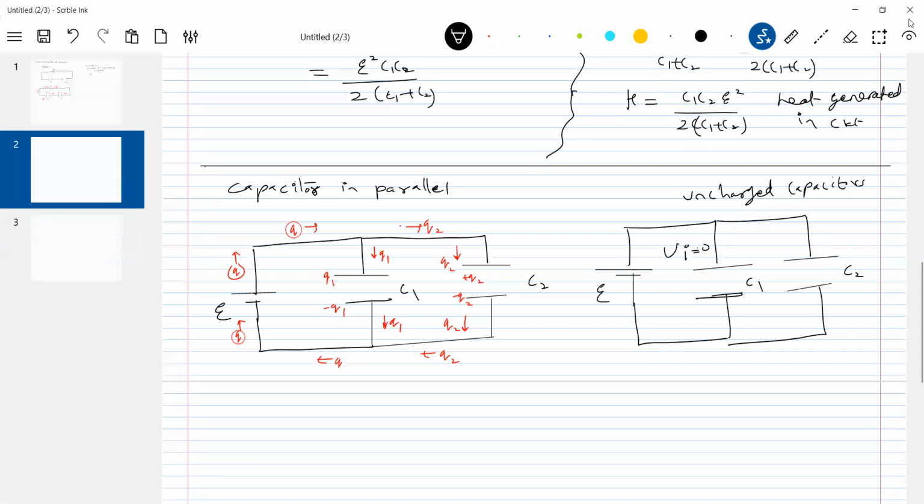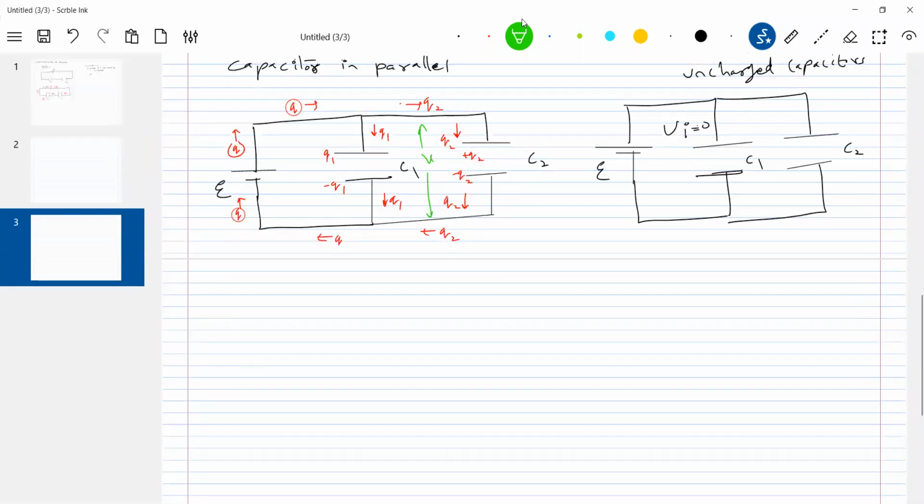Now, if you look at the drop, they have a common drop. So you can say they are parallel if the potential drop across them becomes equal, or, better to say, the charge branches, and because of that the potentials are the same. Then they are said to be in parallel.